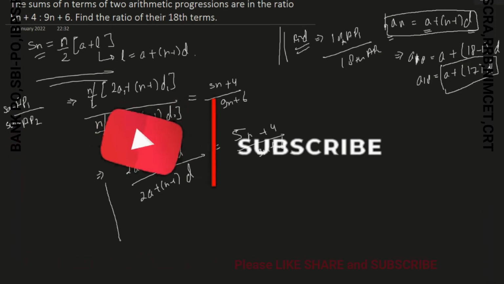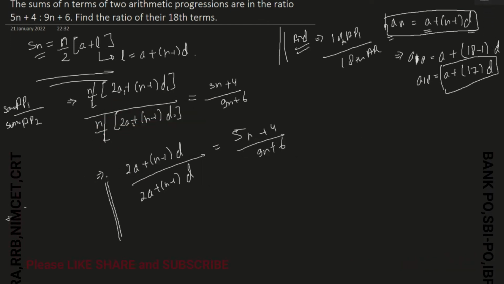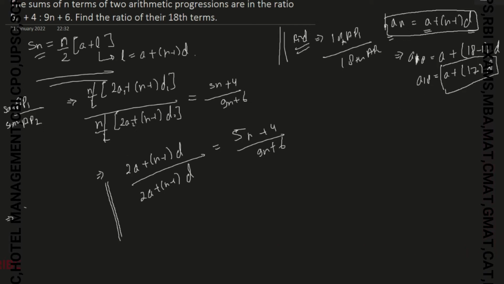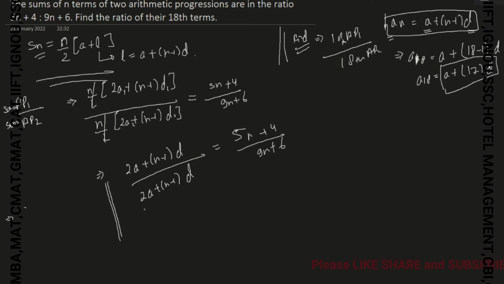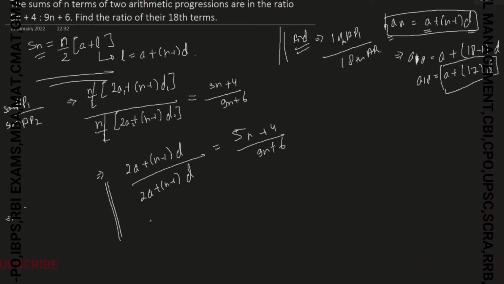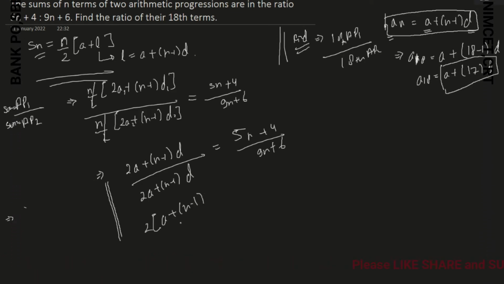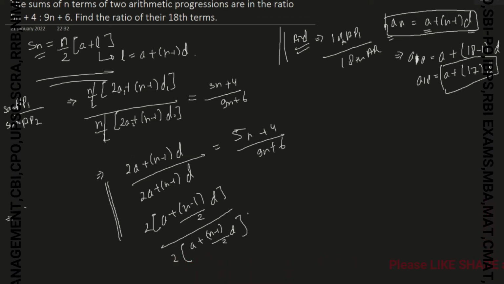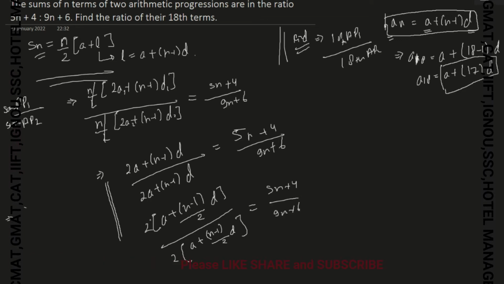Here the breakpoint of this question will come. Here is 2a plus n minus 1 into d, but we have to take this in the form of a plus n minus 1 into d. So let's take 2 common from both the numerator and denominator. We'll get a plus n minus 1 upon 2 into d, whole upon a plus n minus 1 upon 2 into d, and the 2s will be cancelled. Any doubt here? It should be no.